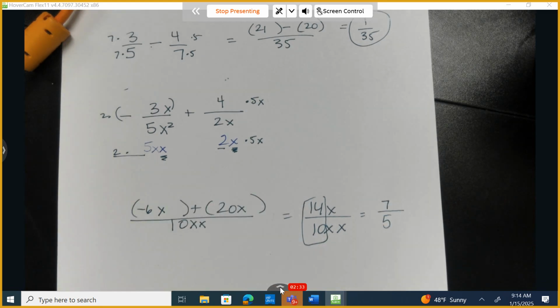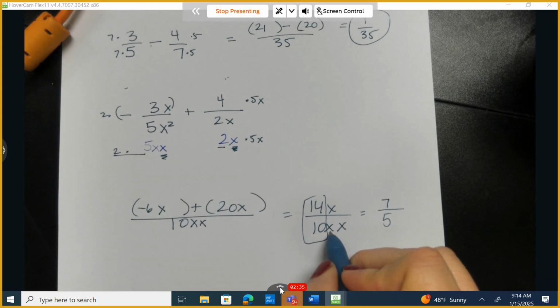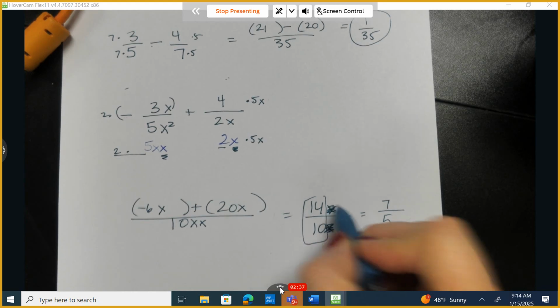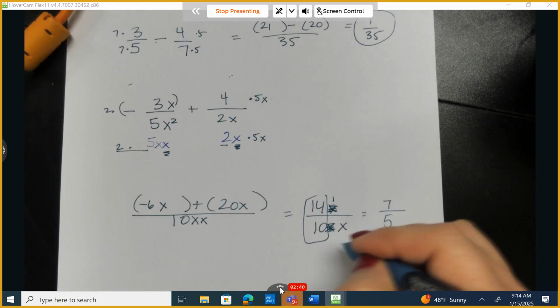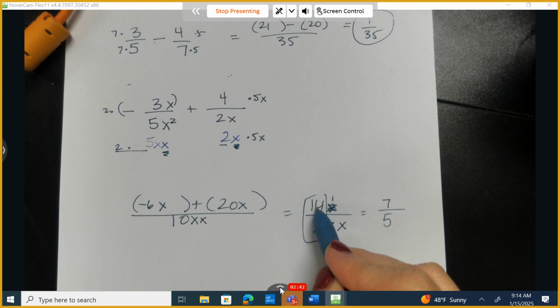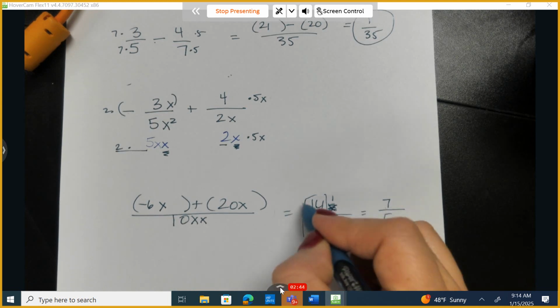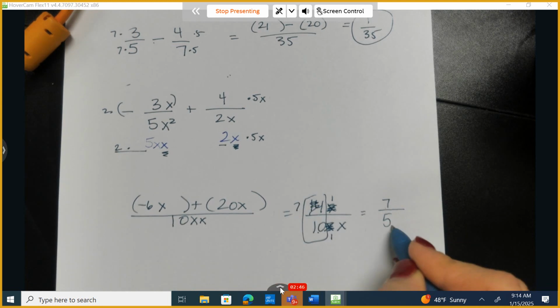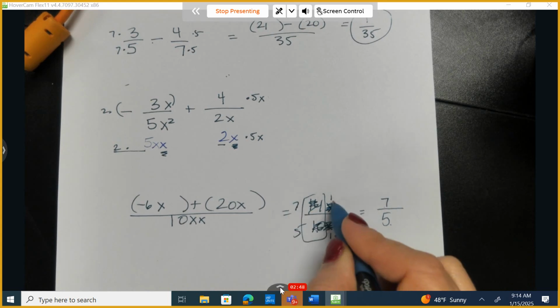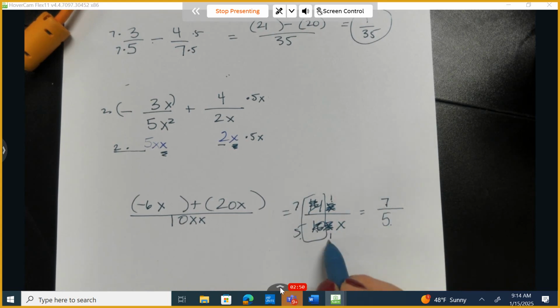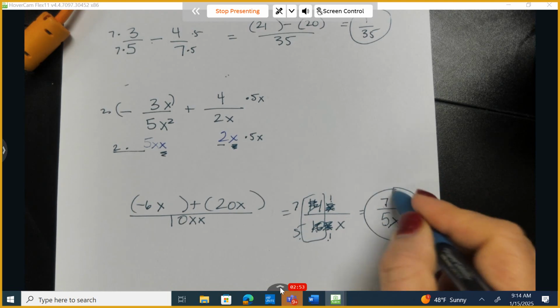Now for the x's, it's a 1-to-1 thing. So I have 1x in the bottom and 1x on top. And they don't just disappear. Remember, they turn into 1. So this is no longer going to be 14, it's a 7. This is no longer a 10, it's a 5. So 7 times 1 is 7, 5 times 1 is 5, but we also have an x in the bottom.